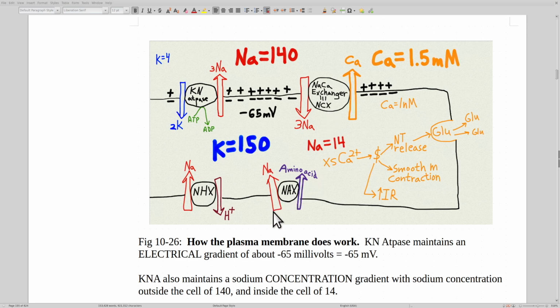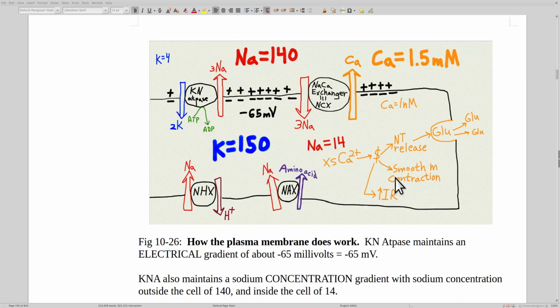You can couple sodium's entry into bringing amino acids into the cell. You can couple sodium's entry into the cell to pumping protons, acid, out of the cell. So this just goes to show you how powerful this electrochemical gradient is for the cell, enabling it to get work done. Okay? When calcium gets high inside the cell, the cell does whatever it is designed to primarily do.